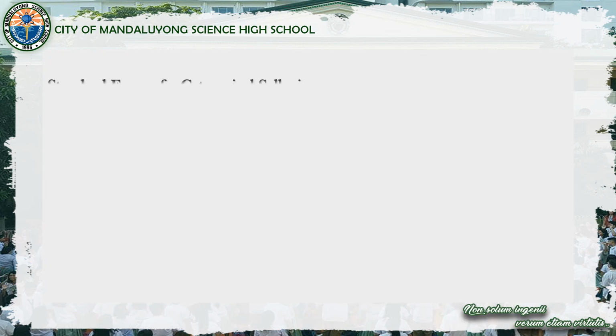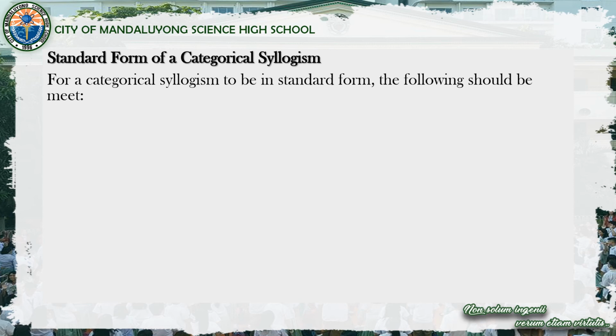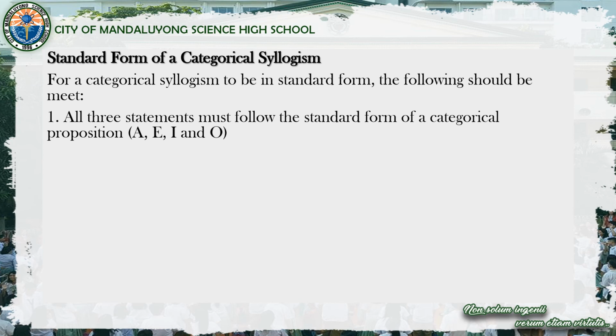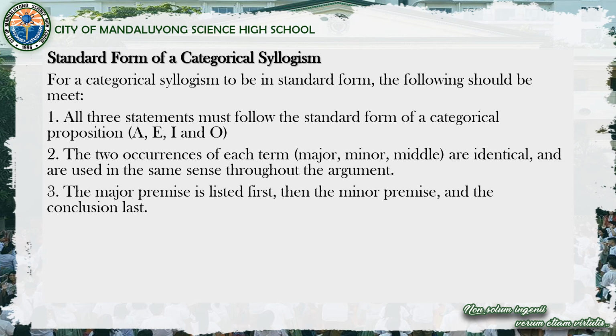Okay, now let's proceed to the standard form of a categorical syllogism. For a categorical syllogism to be in standard form, the following should be met. The first one is all three statements must follow the standard form of a categorical proposition: the A, E, I, and then the O. The two occurrences of each term, the major, the minor, and the middle, are identical and are used in the same sense throughout the argument. Third, the major premise is listed first, then the minor premise, and the conclusion last.